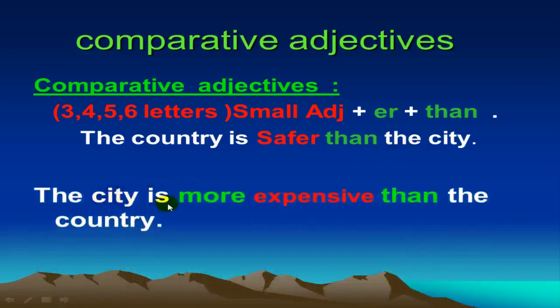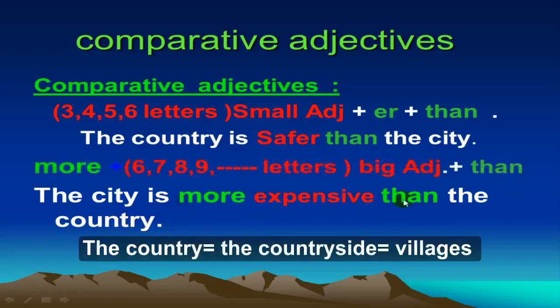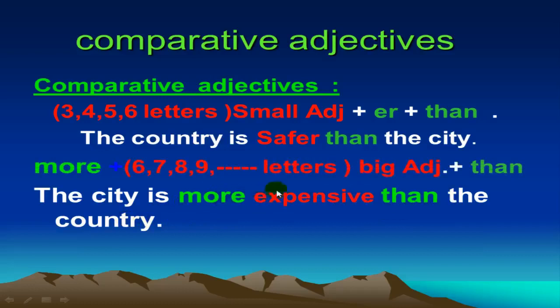The city is more expensive than the country. The country here means the countryside, villages. So how can I form this? More plus big adjective. What does big adjective mean? 6, 7, 8, 9, 10, 11, 12, 15 letters. A lot of letters. Plus than.